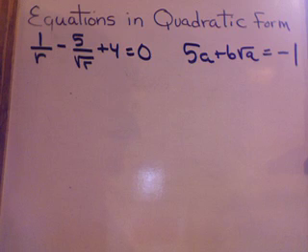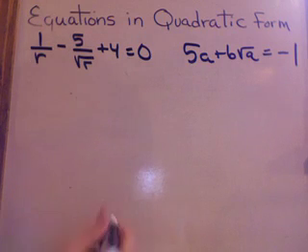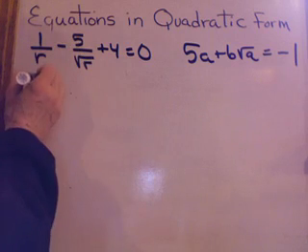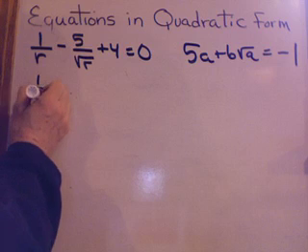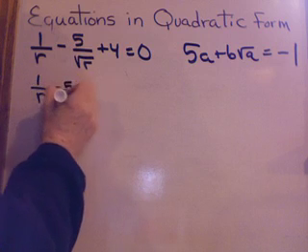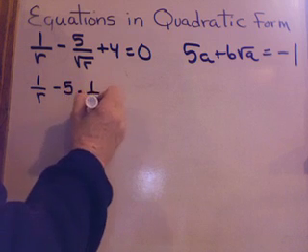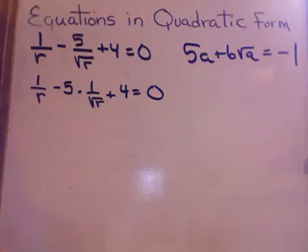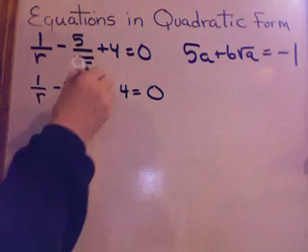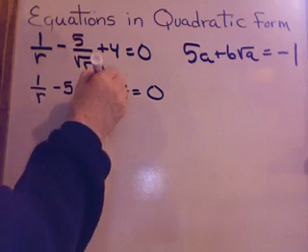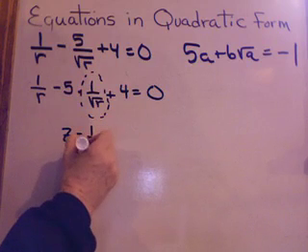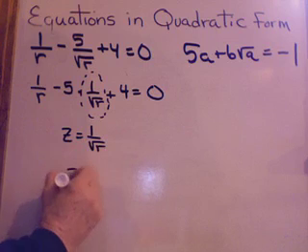Let's try two more equations in the quadratic form. This time it's a little bit hard to recognize what the quadratic form is. So I'm going to rewrite this a little bit as 1 over r minus 5 times 1 over root r plus 4 equals 0. Now, if I want to think of a substitution, I always go to the middle. If z was equal to 1 over root r, what would z squared be?